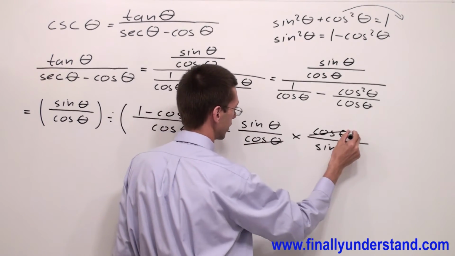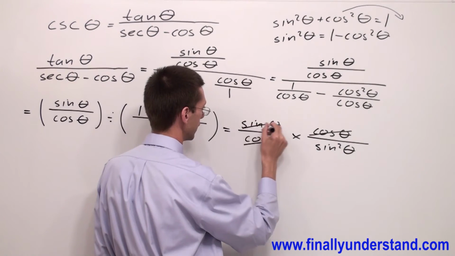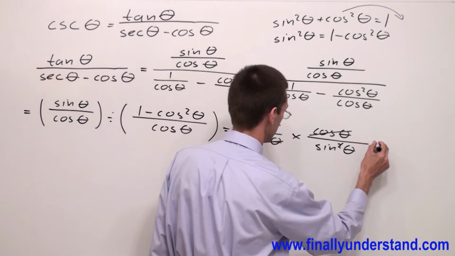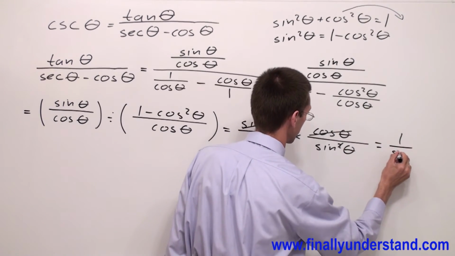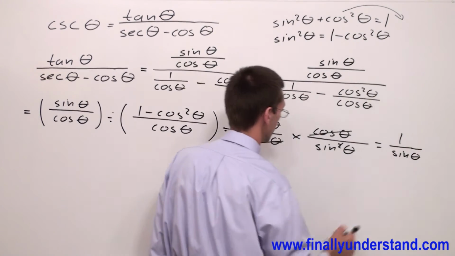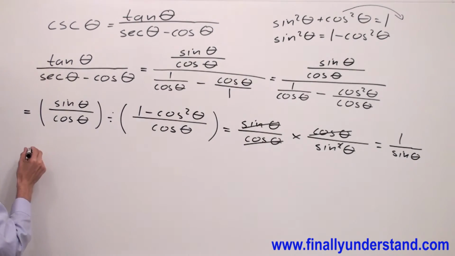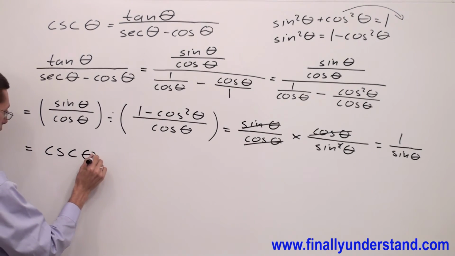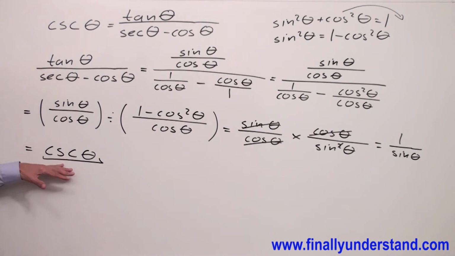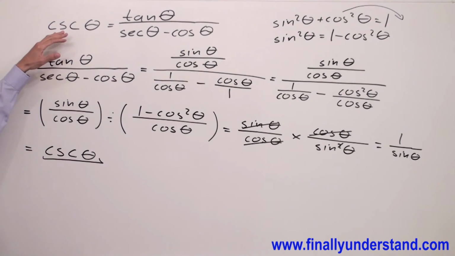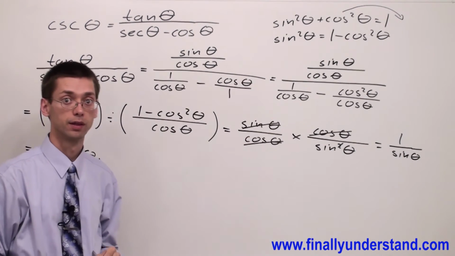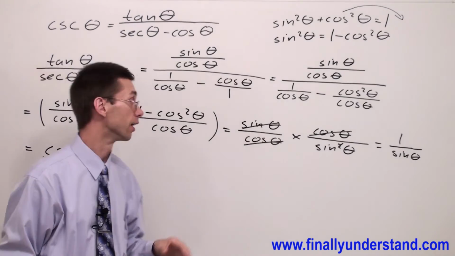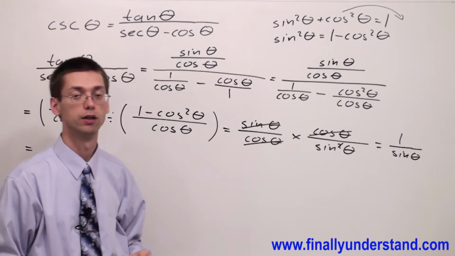Cosine theta and cosine theta will cancel out, and sine theta and this square will cancel. And we finally end up with 1 over sine theta. 1 over sine theta is equal cosecant theta. Now, let's take a look what we have got over here and what we have on the left side of the original equation. We got exactly the same cosecant theta. It means that we proved that the left side of the equation is equal to the right side.